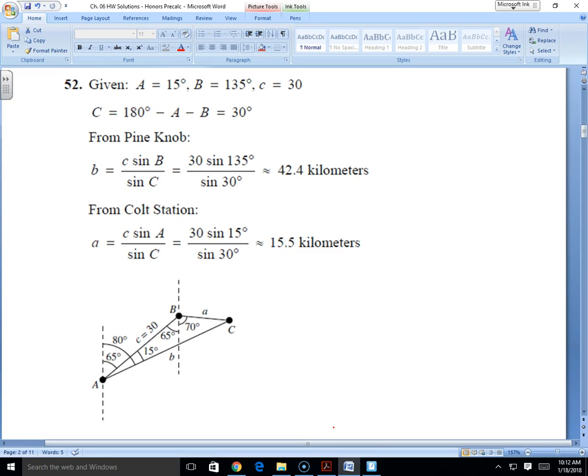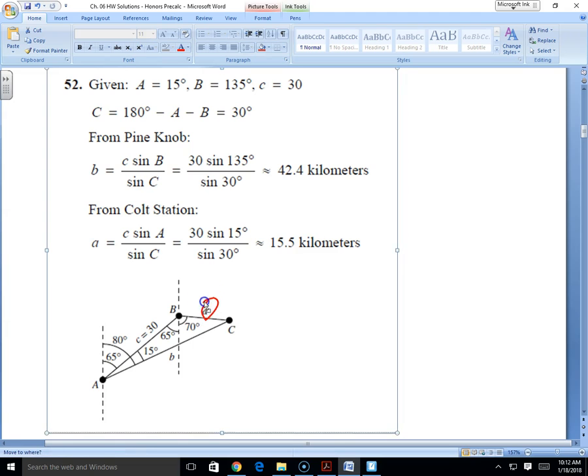Is that Pine Knob to fire? Did you find both? Okay, we want to find A and B. There's a lot of triangles going on, yeah? But what do we know? We know the side length of 30. So from the lookout tower to this other tower, the distance between them is 30, and we know all kinds of angles. Should we be able to solve this?